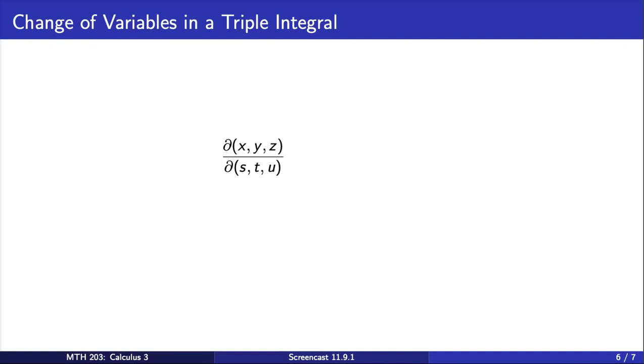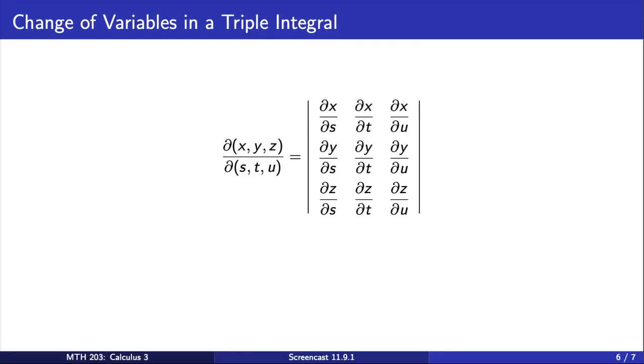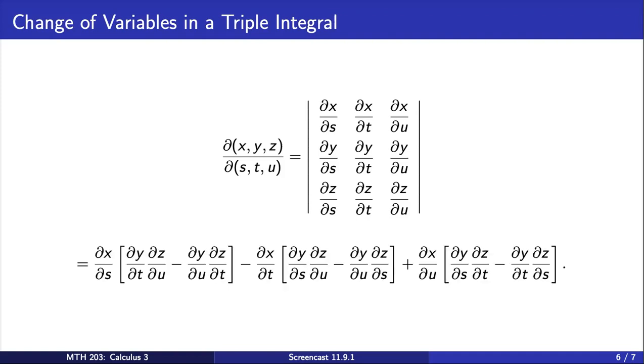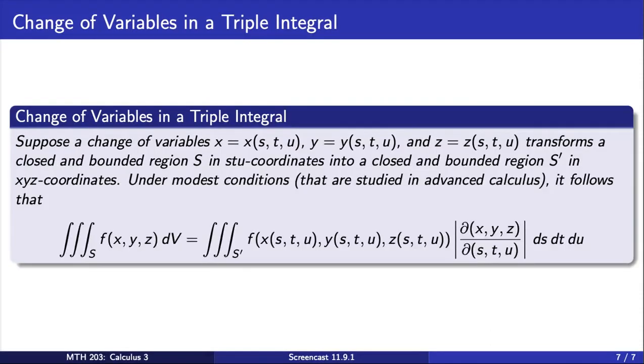First, it turns out the Jacobian for triple integrals, given by this notation, can be computed using the following determinant of this 3x3 matrix of partial derivatives. Recall from earlier in the course, we can compute a determinant of a 3x3 matrix as follows. Lastly, we summarize our work here showing how to convert a triple integral from variables x, y, and z to a triple integral with variables s, t, and u.